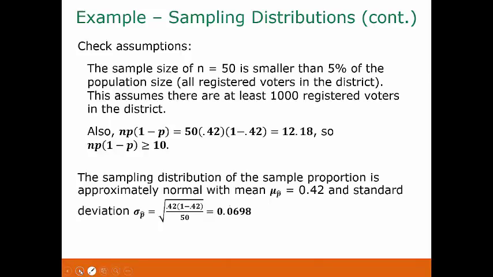So to describe our sampling distribution, it's going to be approximately normal since these two assumptions were verified. Our mean is the same as our p that we had, which was 0.42, and our standard deviation, we use that formula, so we have the square root of 0.42 times 1 minus 0.42 divided by 50. So our standard deviation turns out to be 0.0698.